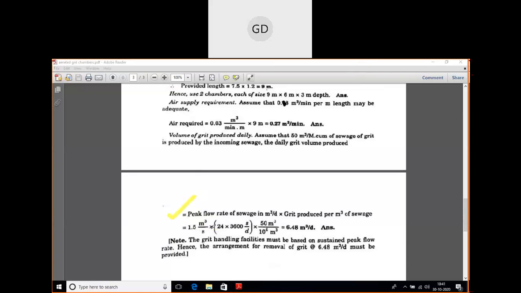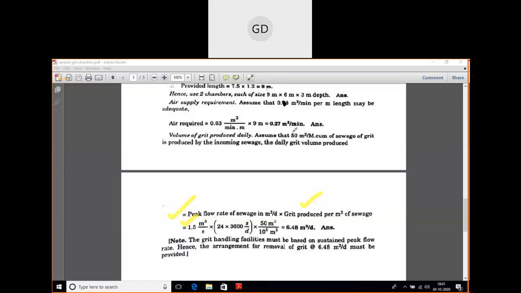So it is peak flow rate of sewage into grit produced per meter cube of sewage. So peak flow we have already found out to be 1.5. Okay, and what is the grit produced? It is 24 into 3600. Sorry, they have converted this to seconds per day. This 1.5 they have converted, so 24 into 60 into 60, and this is 50.